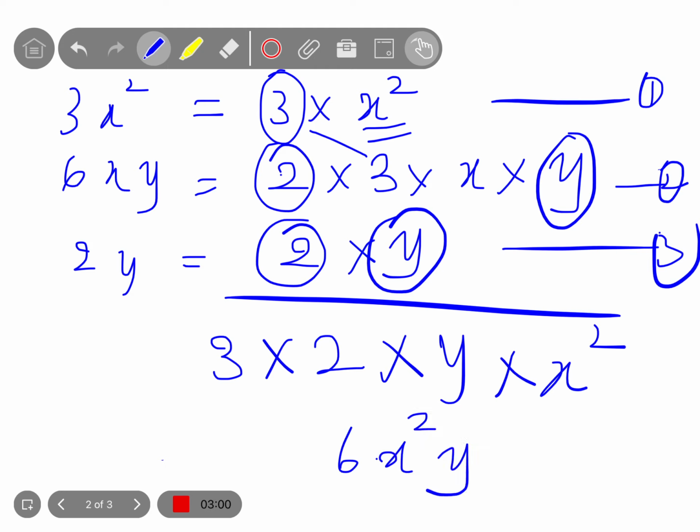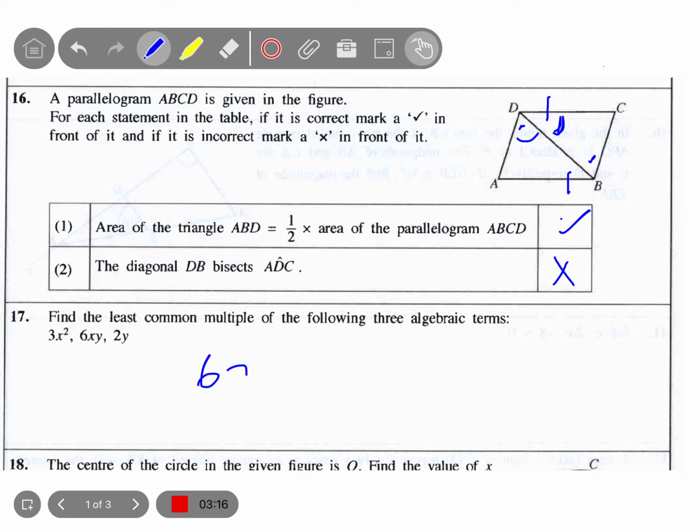So usually least common multiple is useful when you have algebraic fractions to simplify, and then you have to take the least common multiple for simplification purposes. So 6 x square y is the answer.